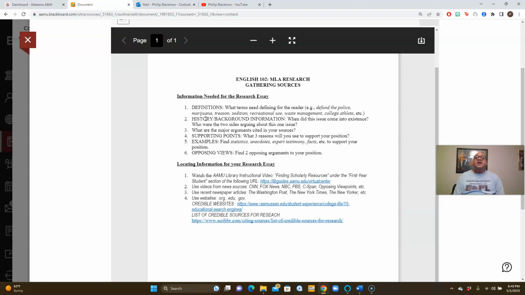Number 6, opposing views. Remember, you cannot write a one-sided paper. There are always two sides to a story. So you want to make sure that when you're looking for information and you're gathering your sources, that you find information for the opposing view. Somebody disagrees with you and you need those views because you have to write the opposing view in the final research paper. Okay? So 1 through 6.